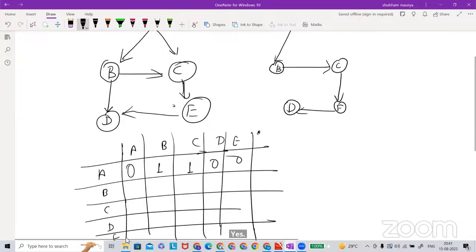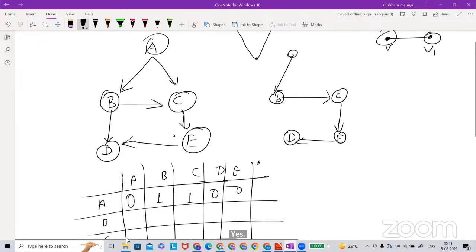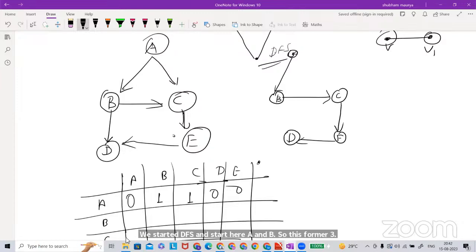Non-tree edges means, like here, this one is DFS, right? We started DFS and started here at A and B. So this forms a tree. Whenever you do BFS or DFS, it will give you a tree, right? Tree means every edge is connected and there is no cycle. If there is a cycle, then that is not going to be a tree. The definition of a tree is a graph where there is no cycle.